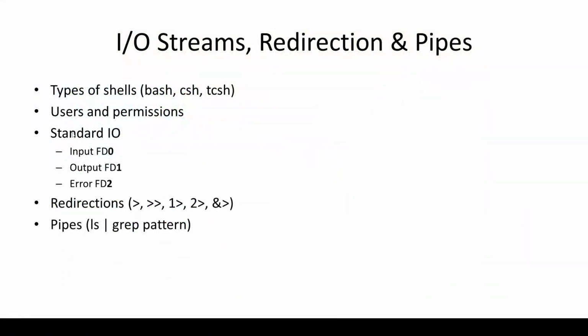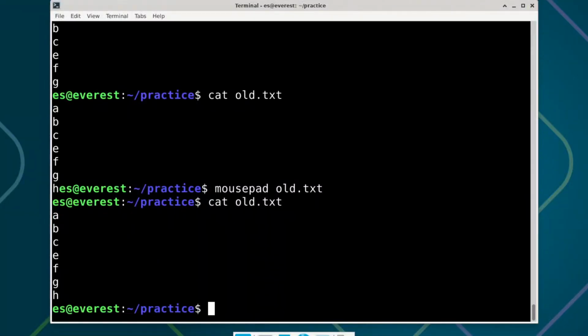Let's see about the standard IO, input output. IO stands for input output, and redirection and pipes. Standard IO refers to the three predefined data streams that every process inherits by default. Standard input file descriptor is 0, standard output file descriptor is 1, standard error file descriptor is 2.